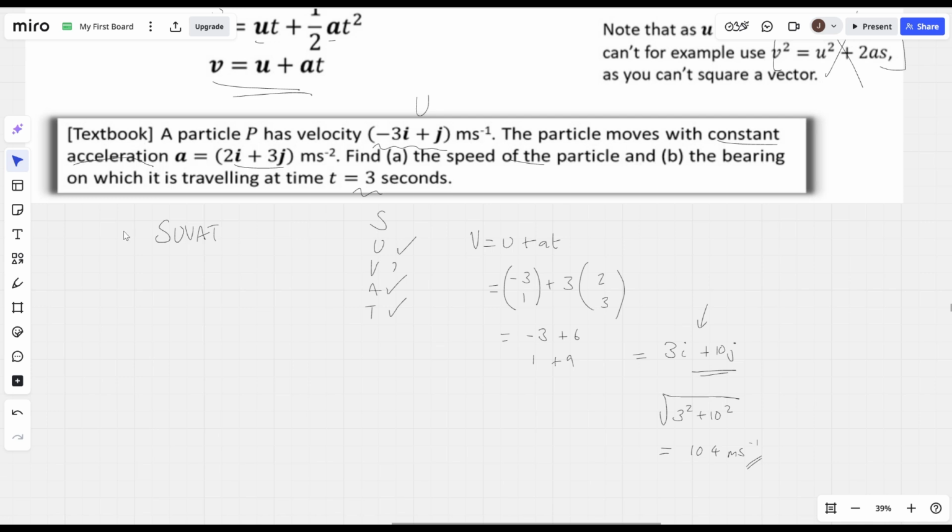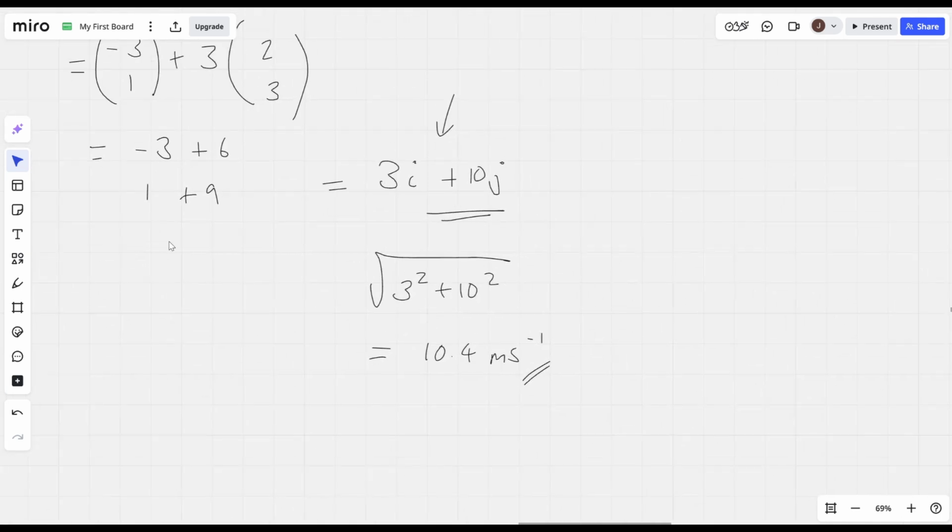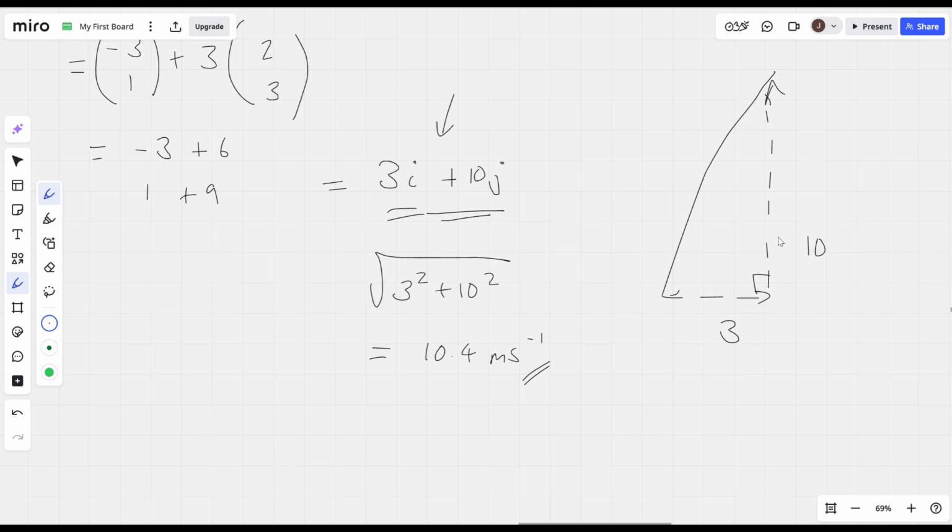The speed and the bearing at which it's traveling. So that's about the velocity again. Traveling means moving, so it just wants the angle that goes with this. So 3i means 1, 2, 3 to the right, and 10j means a lot up. So that's my right angle triangle. Write my 3, write my 10 there. It said bearing, didn't it? So for bearing, it actually wants this angle here.